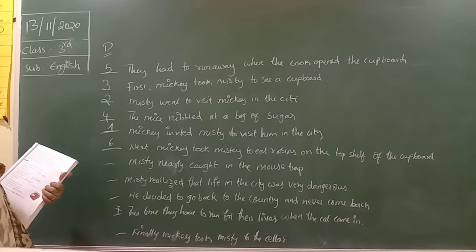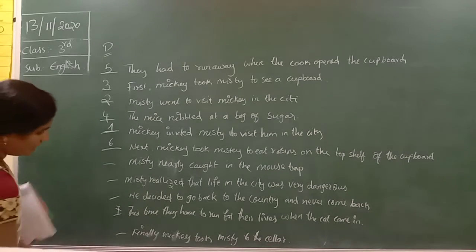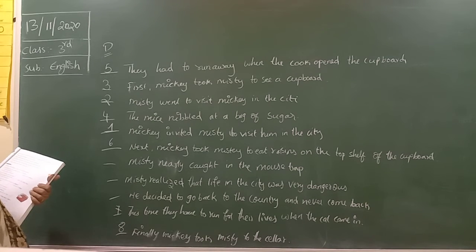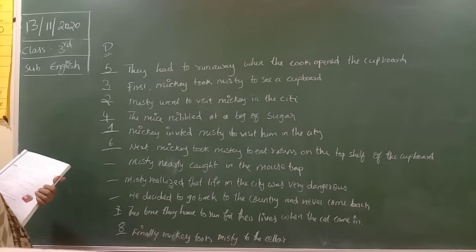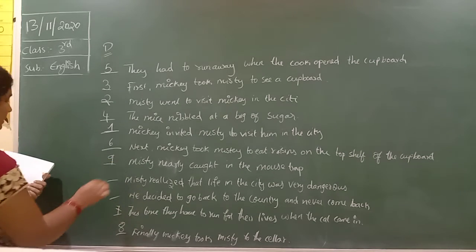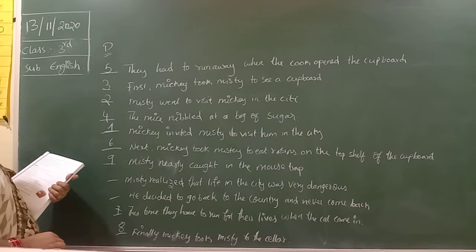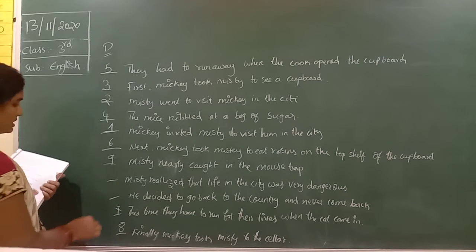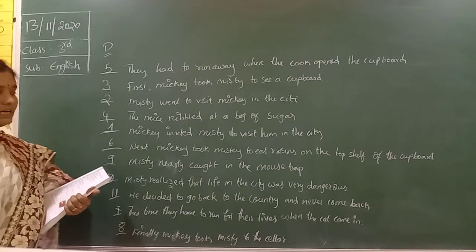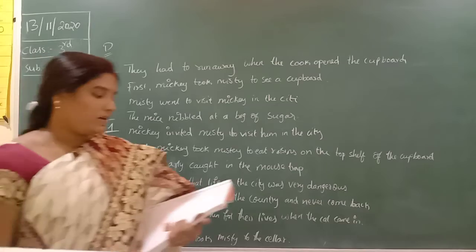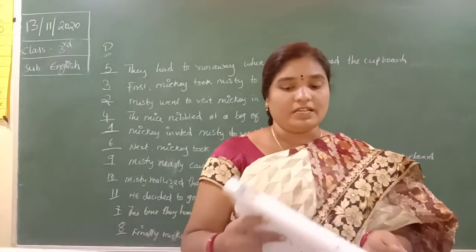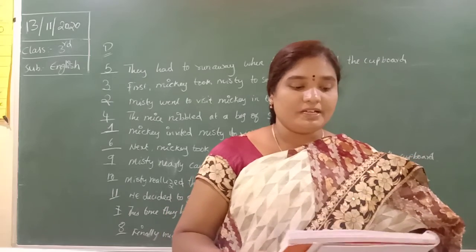Eighth one: Finally Mickey took Misty to the cellar. Ninth one: Misty nearly got caught in a mouse trap. Tenth one: Misty realized that life in the city was dangerous. Eleventh one: He decided to go back to the country and never come back. Okay now children, remember the sentences carefully. And E bit is homework.